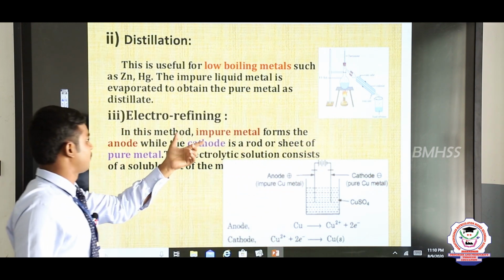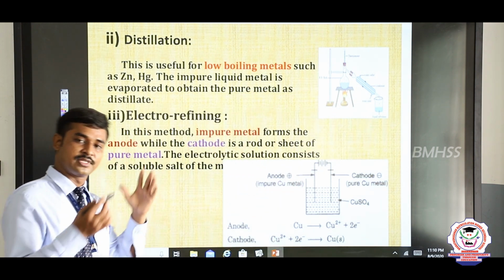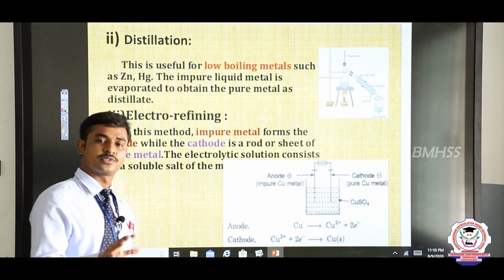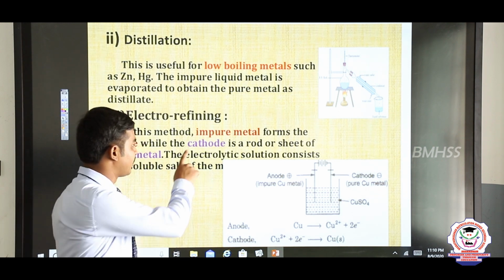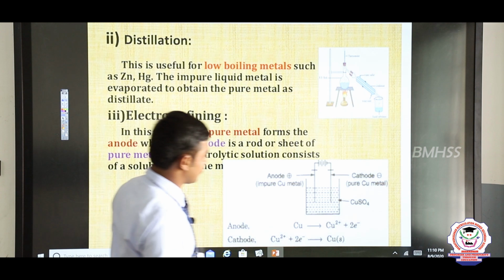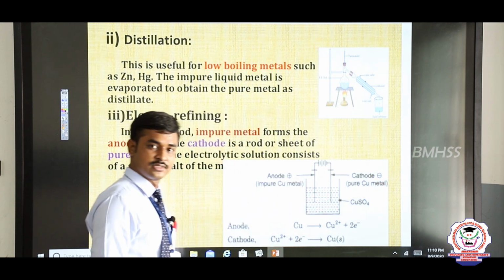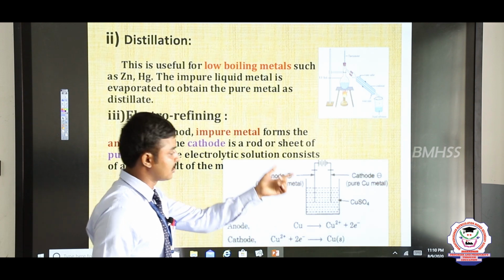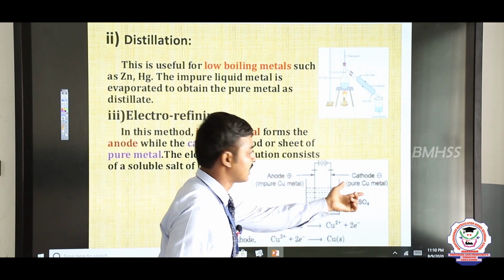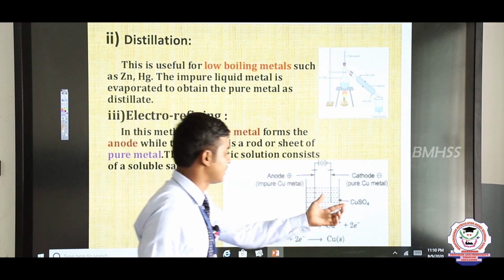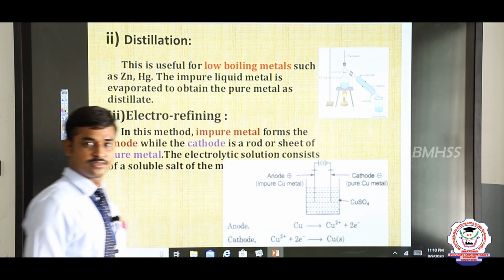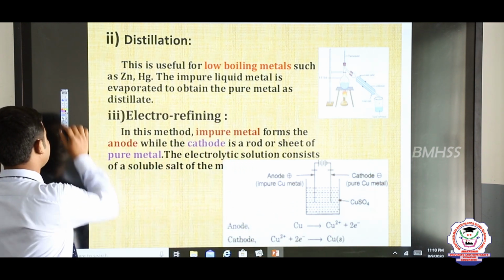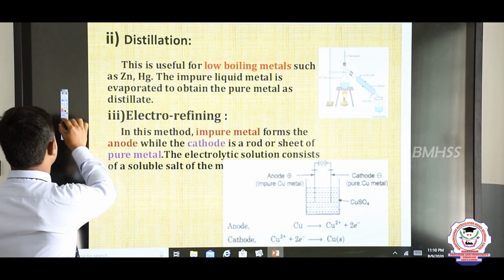And the electrolysis process. In this process, as we discussed before, we use two rods, the cathode and the anode. The anode attracts the impure copper metal atoms, and the pure copper atoms are collected in the cathode. Finally, the pure copper metal is collected alone. So, this process is involved in electro refining.